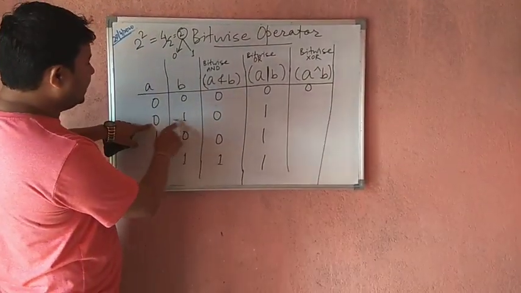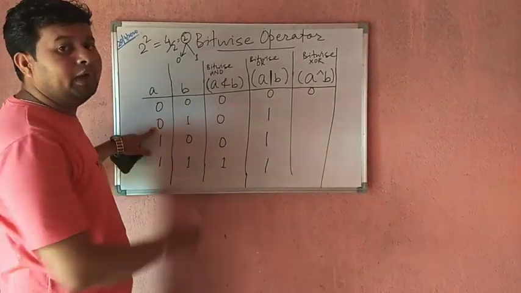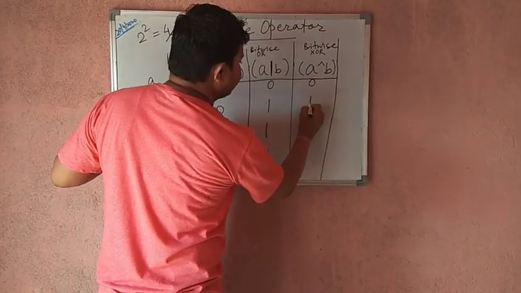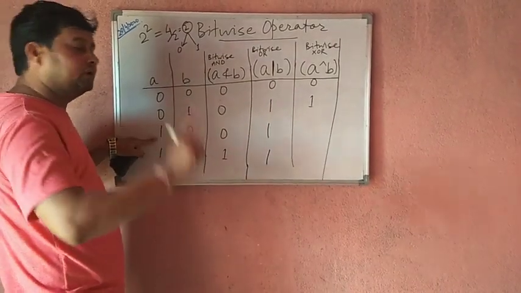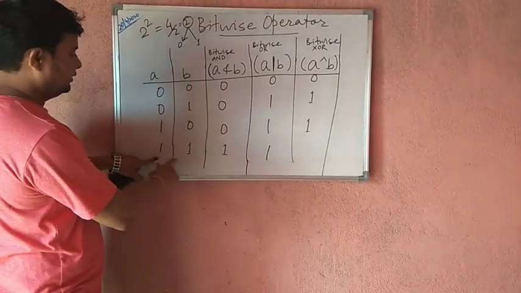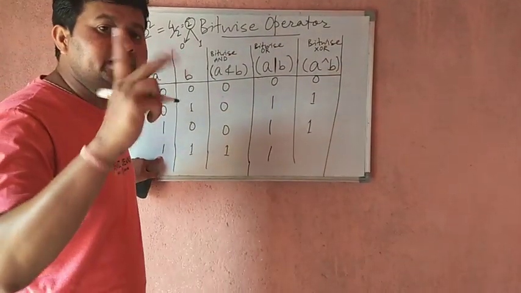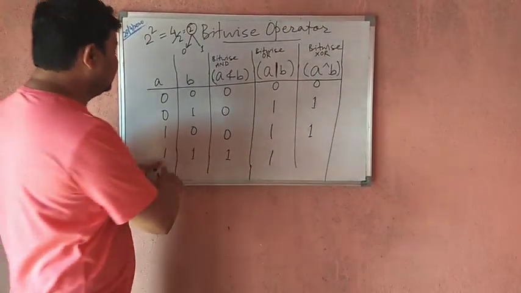Now here you count how many ones there are. This is 0, this is 1. How many 1? Only 1. So it will produce 1. Here how many 1? Only 1. So it will produce 1. How many 1? 1, 2. 2 ones are there. 2 is an even number, so it will produce 0.